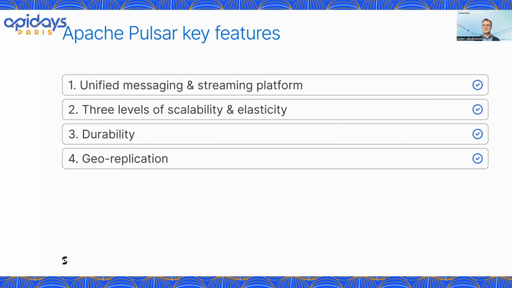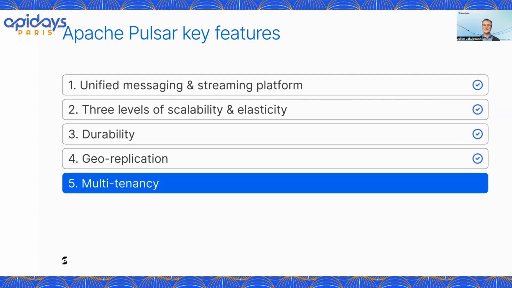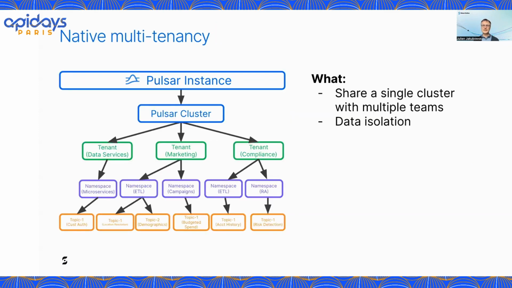Now I'd like to introduce another very cool feature of Pulsar, multi-tenancy. Multi-tenancy allows different departments or teams within an organization to share a Pulsar cluster while keeping their data isolated. Multi-tenancy helps applications work in a shared environment by providing structure, security, and resource isolation.